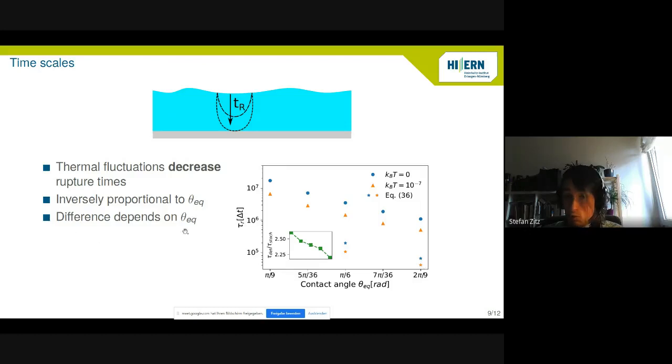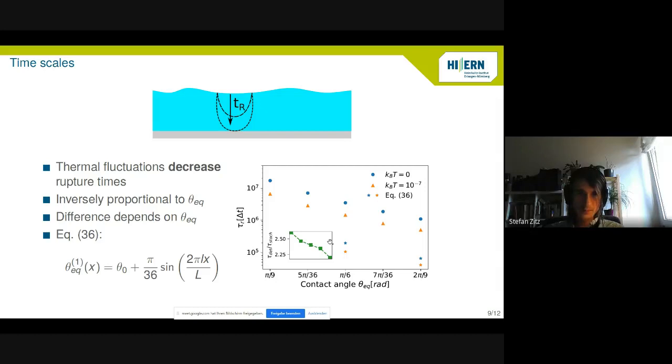And what was rather intriguing to us is that this difference depends, this is the inset, on the contact angle. So the difference decreases based on the contact angle, which is, however, intuitive in the sense that when you have a super hydrophobic substrate with a contact angle of 180 degrees, then there should not be a difference between the stochastic and the deterministic equation. And these two points here are actually something that is done on a patterned substrate, which I will show you in a second.